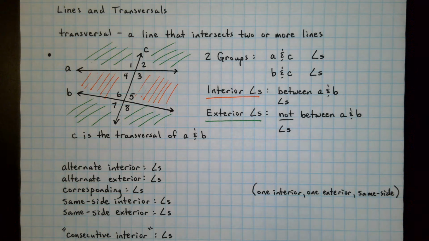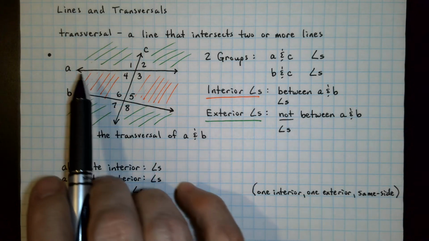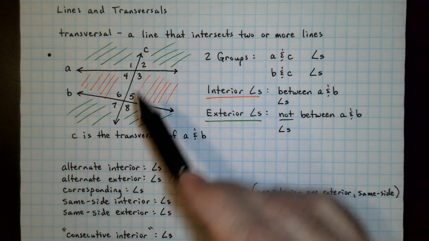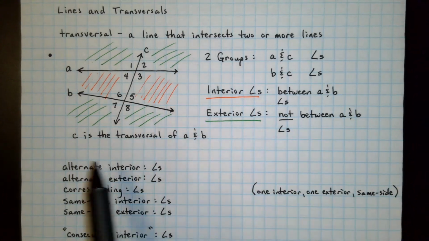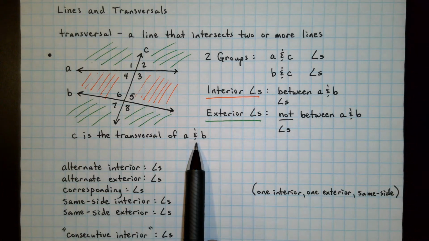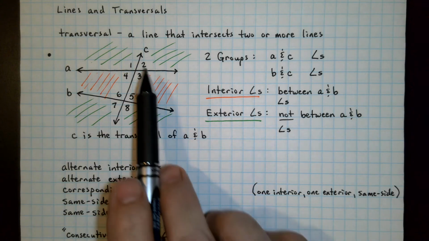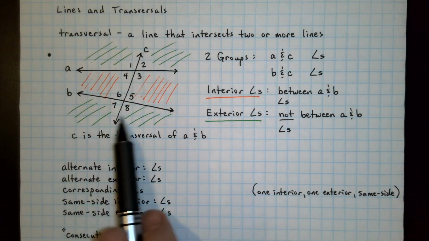A transversal is a line that intersects two or more lines. We have here line A and line B being intersected by line C. Therefore, C is the transversal of lines A and B. When that happens, two groups of angles are formed.